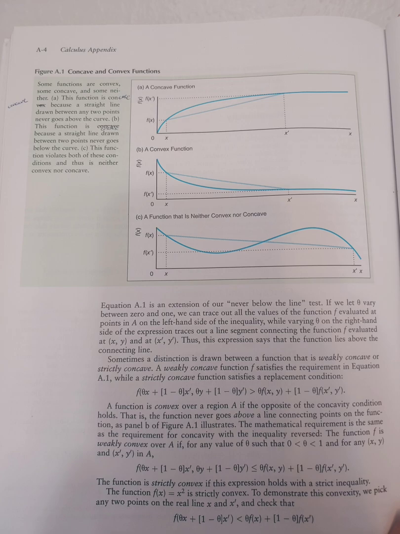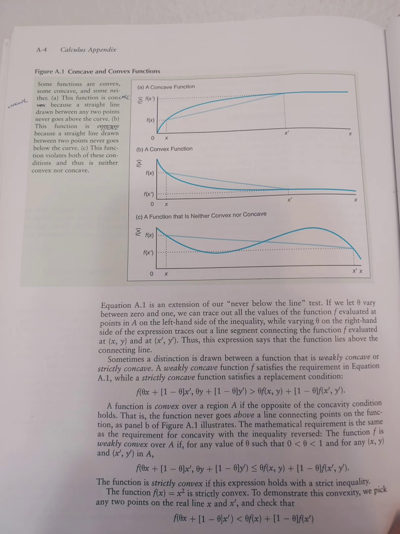Rearranging terms, theta [1 minus theta] x squared plus theta [1 minus theta] (x prime) squared minus 2 theta [1 minus theta] x times x prime is greater than 0, or x squared plus (x prime) squared minus 2 x times x prime equals (x minus x prime) squared is greater than 0. Thus, this function is strictly convex.